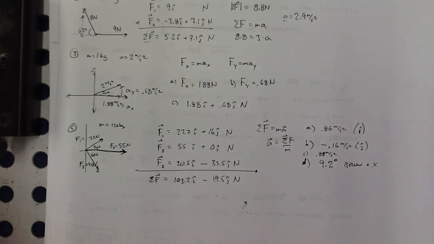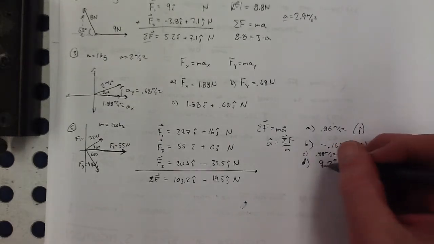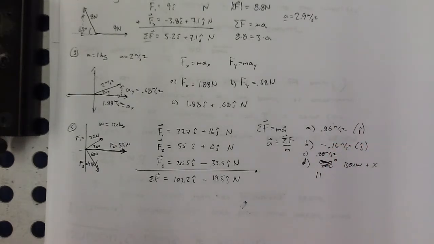What did I do there? Oh, I divided by, oh, I see what I did. I just divided by the wrong thing there in my tangent inverse expression, 103.2. Yeah, there it is. It's 11 degrees, not that. So, sorry about that.